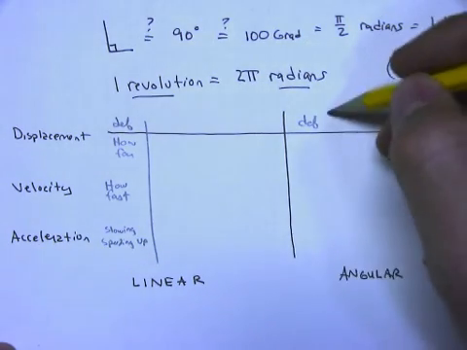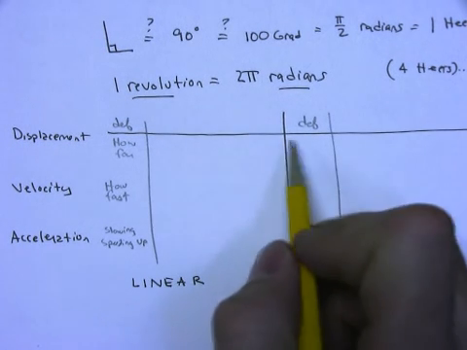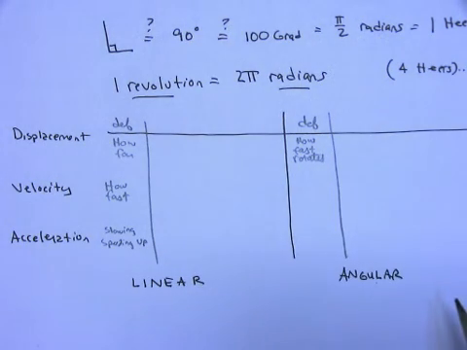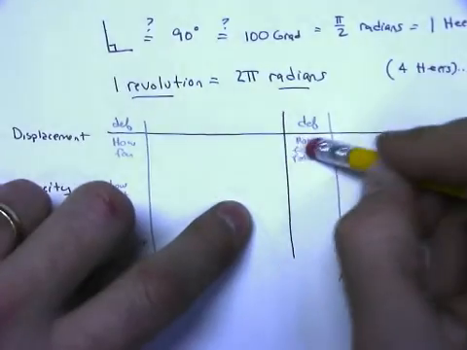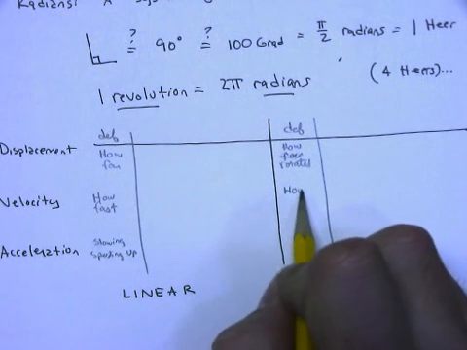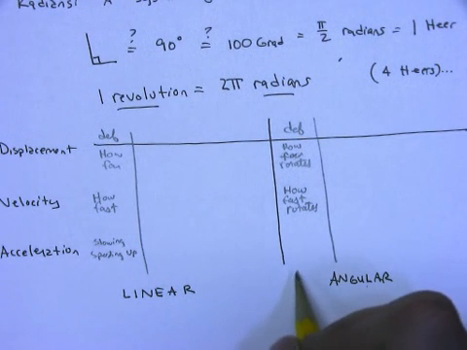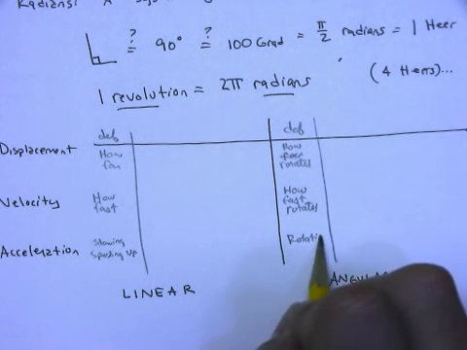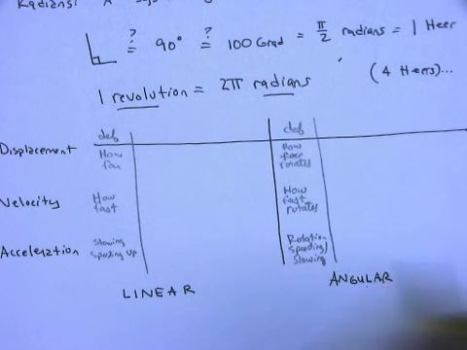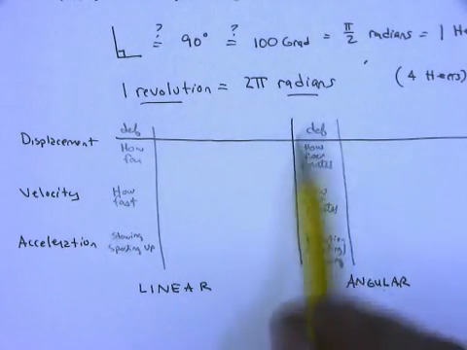Now, in the angular world, it's the same thing. To define these things, all you have to do is add the word rotates. So angular, how far it rotates. The next one's how fast it rotates. And then acceleration is the rotation speeding or slowing. So they're very similar in that fact, except this is going in a straight line, this is moving in a circle.